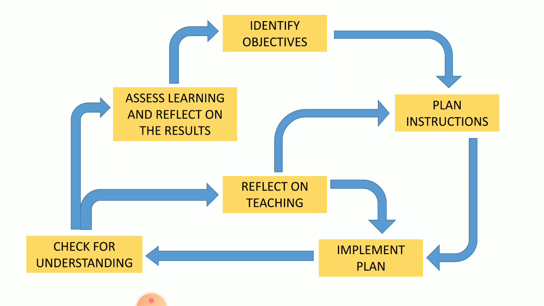There are many models of the teaching cycle that various educators have developed throughout the years. However, all models boil down to 6 common stages. 1. Identify objectives. 2. Plan instructions. 3. Implement plan. 4. Check for understanding. 5. Reflect on teaching. And 6. Assess learning and reflect on results. The cycle that involves these stages is illustrated here.